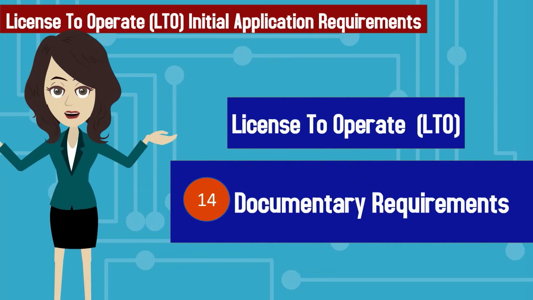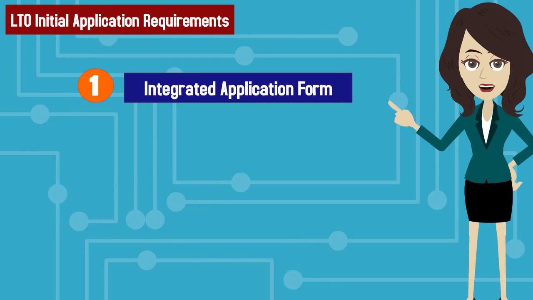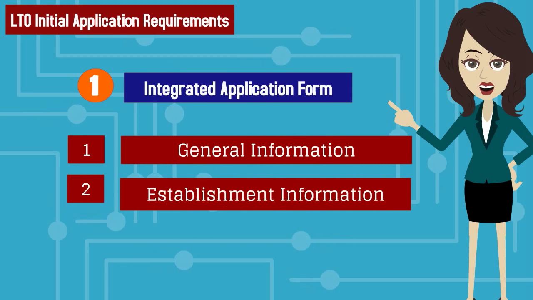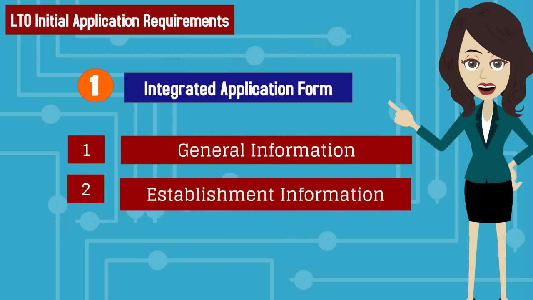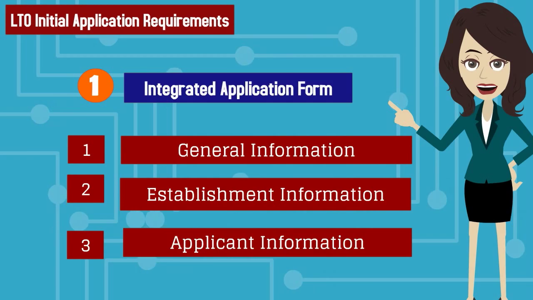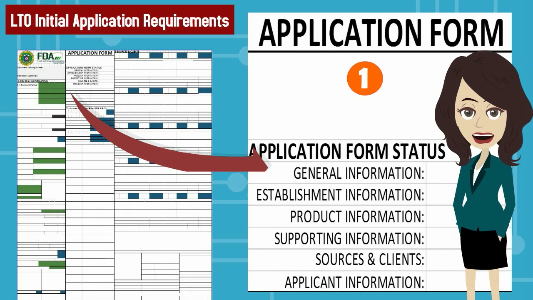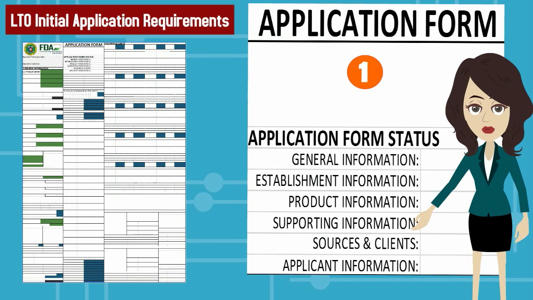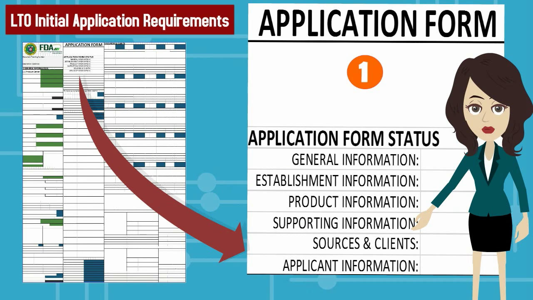So, let's start. The first document is the integrated application form. It contains 3 information: the general, establishment, and applicant information. Under application form, the first information that needs to be filled up is the general information. Next is the establishment information. And lastly, the applicant information.